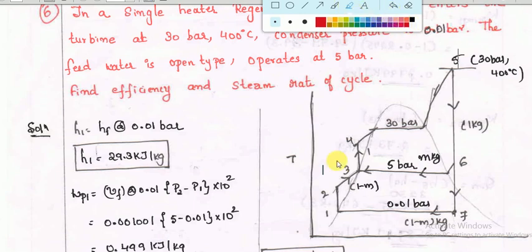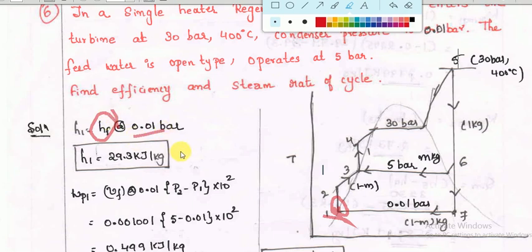So we can see here at point number 1, what is the pressure? The pressure is 0.01 bar. What is the condition of the steam at 1? The condition of the steam at 1 is fluid. We know that this is a saturated liquid line. Whenever anything lies on this line, it is considered as hf, the enthalpy of the fluid.